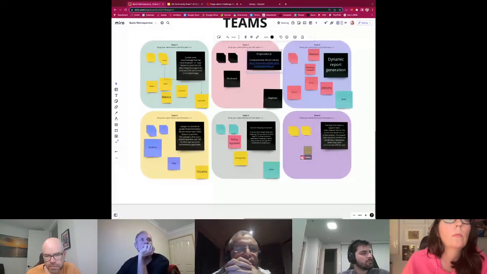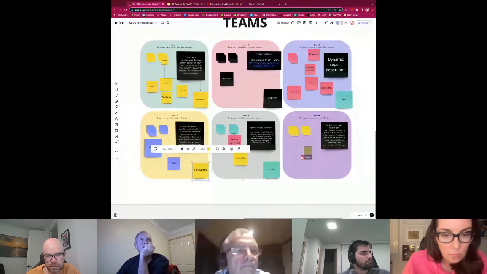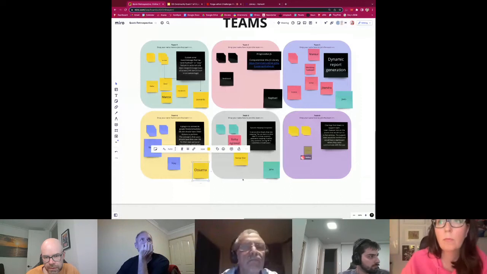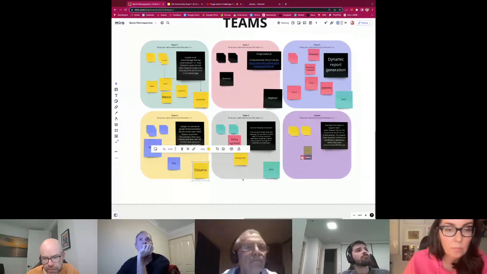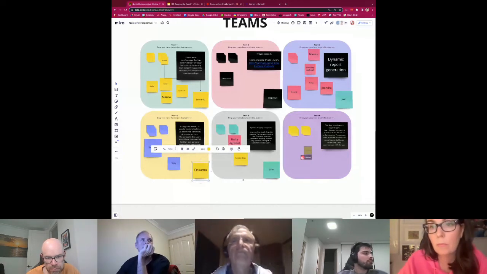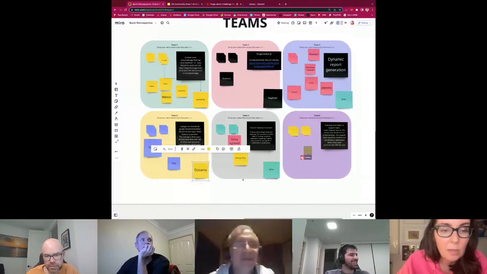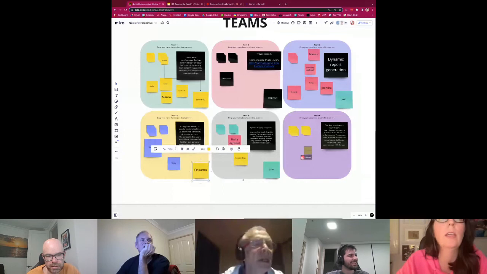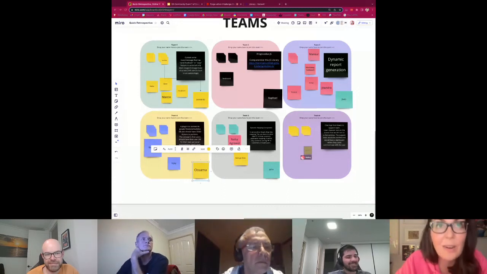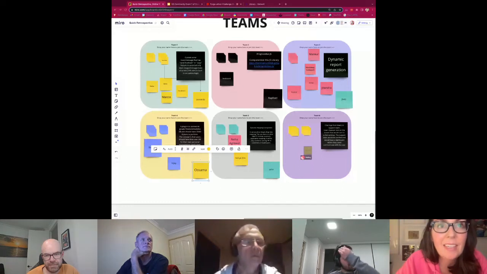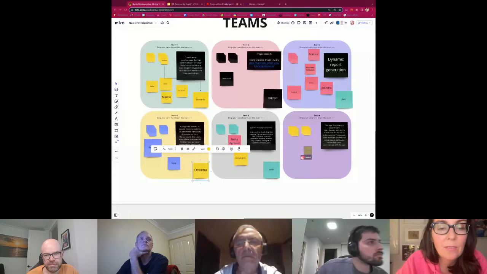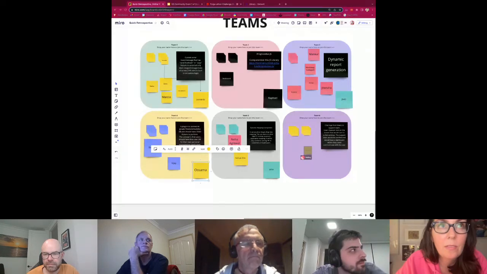Someone has a very noisy background. Can you mute yourself? Who is this? I'm trying to understand. I believe there can be four elements in each team, and one team could have a fifth element. Can you guys hear me? I think there can be four elements in each team, and one team could have a fifth element.